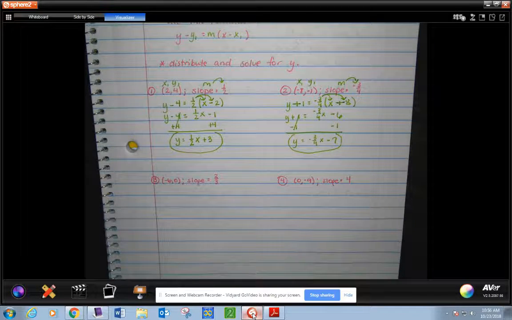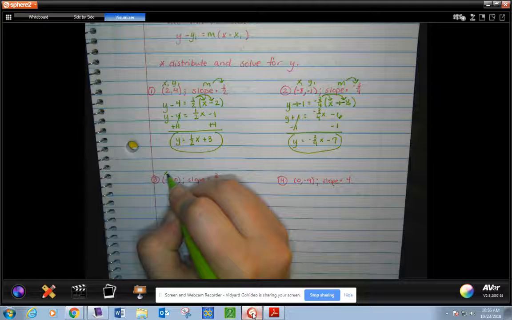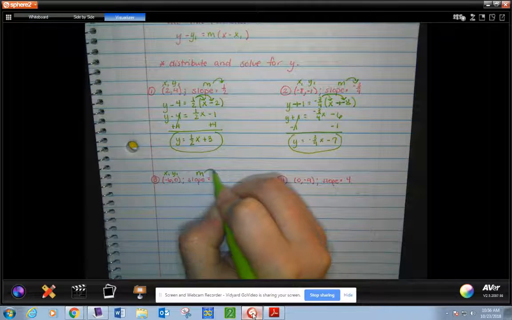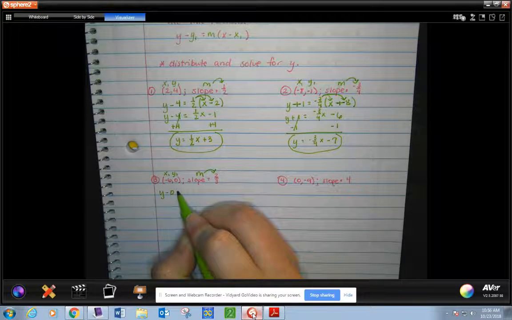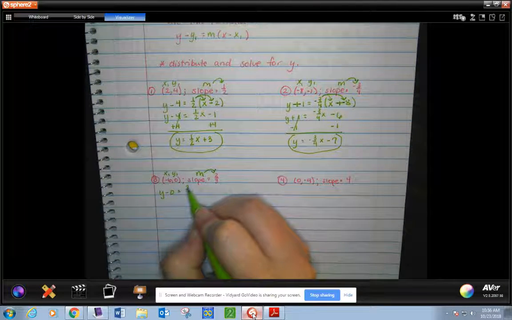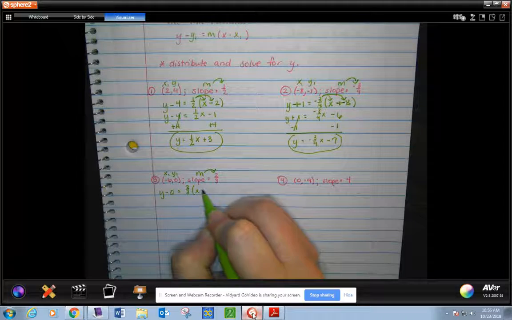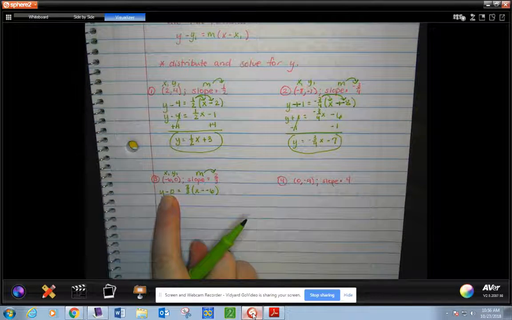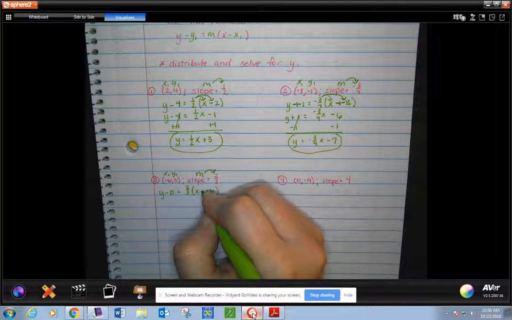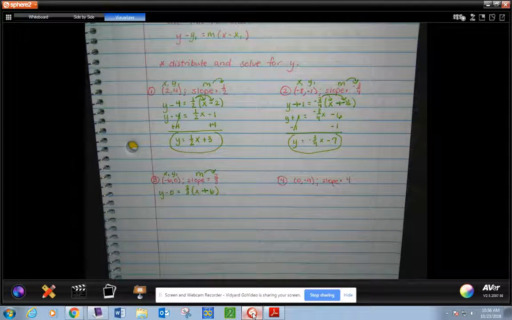Moving to my next problem, (-6, 0). That's my x1 and my y1, and my slope is 2/3. So I'm going to do y minus 0 equals 2/3 times x minus -6. I don't have a double negative at the beginning, but I do have a double negative at the end, so I'm going to connect and make a plus.